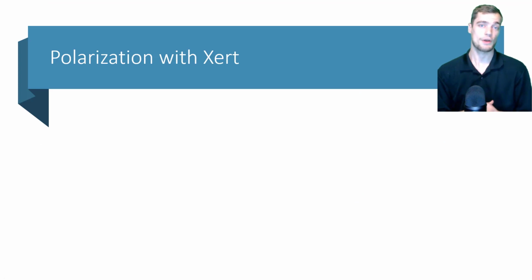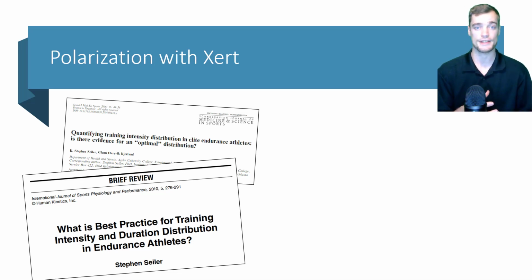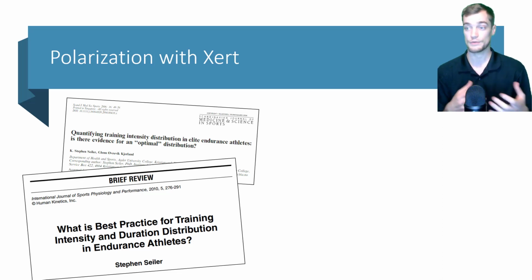The last concept that I want to talk about in this section is training polarization. Now, many of you may be familiar with the term polarization as it's been made quite popular by researcher Dr. Stephen Seiler. In his investigations into elite level athletes, he's discovered that they typically train about 80% of the time at relatively low intensities and 20% of the time at relatively high intensities, with very little time spent in the middle. This would mean very little time spent around threshold or at sweet spot intensities.